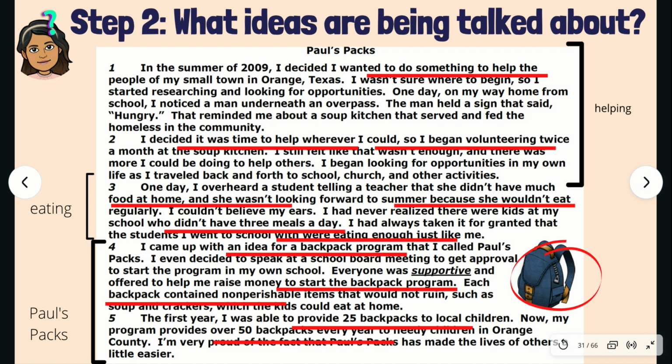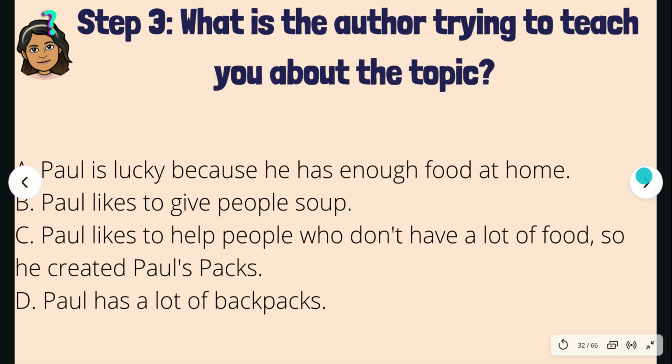So now we need to put all of this together. What is the author trying to teach us about Paul helping, eating, and Paul's Packs? What is the author trying to teach you about the topic? Is it A, Paul is lucky because he has enough food at home? B, Paul likes to give people soup? C, Paul likes to help people who don't have a lot of food, so he created Paul's Packs? Or D, Paul has a lot of backpacks?